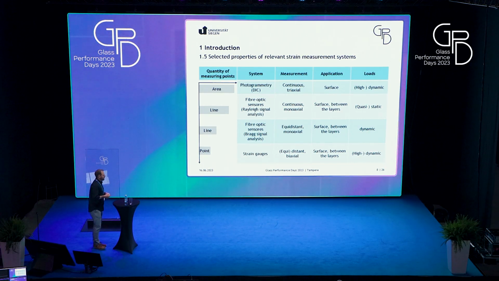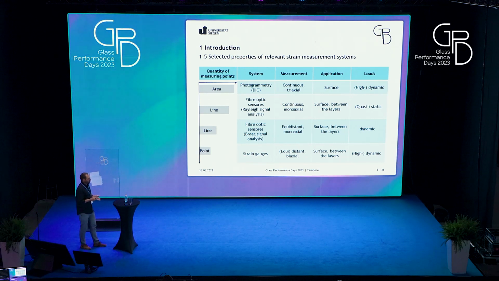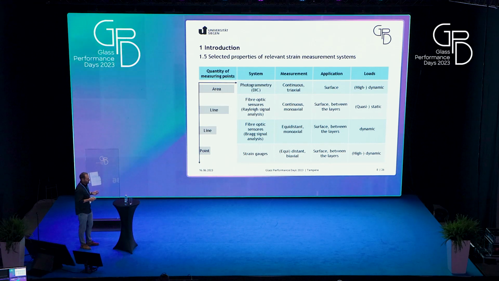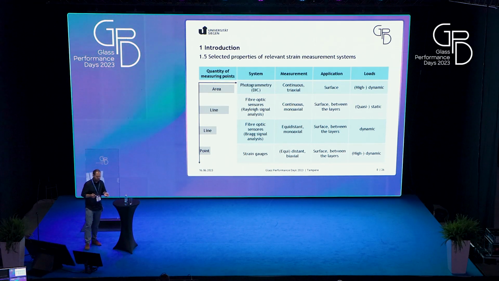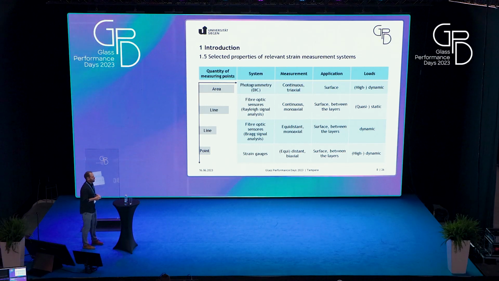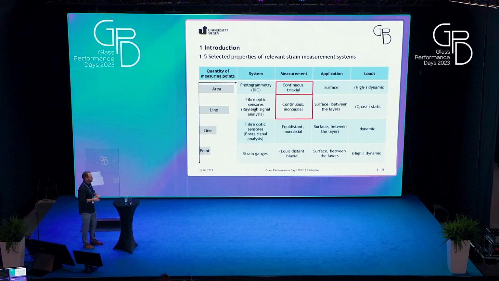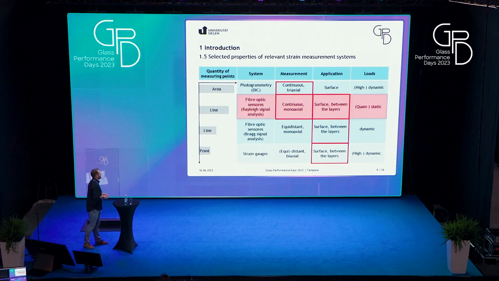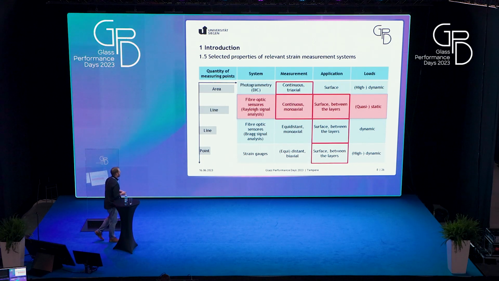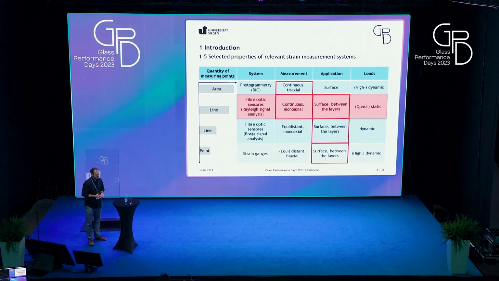And what we want to measure is the strain in between a composite, and we want to measure the strain on the surface of a composite beam. And we also want to measure in a comprehensive manner, so we have to choose a measurement system that measures in a continuous way, and that can measure in between. So we have to choose the fiber optic sensing using the Rayleigh signal analysis.